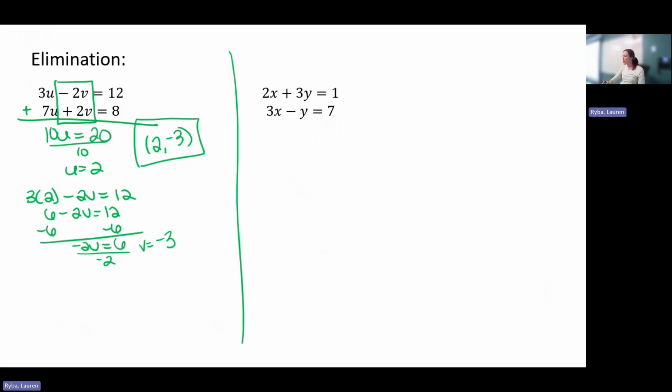All right, next one here. We don't have anything matching. So I've got 2x plus 3y equals 1, 3x minus y equals 7. Nothing is currently matching, but I already see my y's are opposites. One is plus, one is minus. So what I can do, this one, it was set up ready to go. This one, you only need to work with one equation.